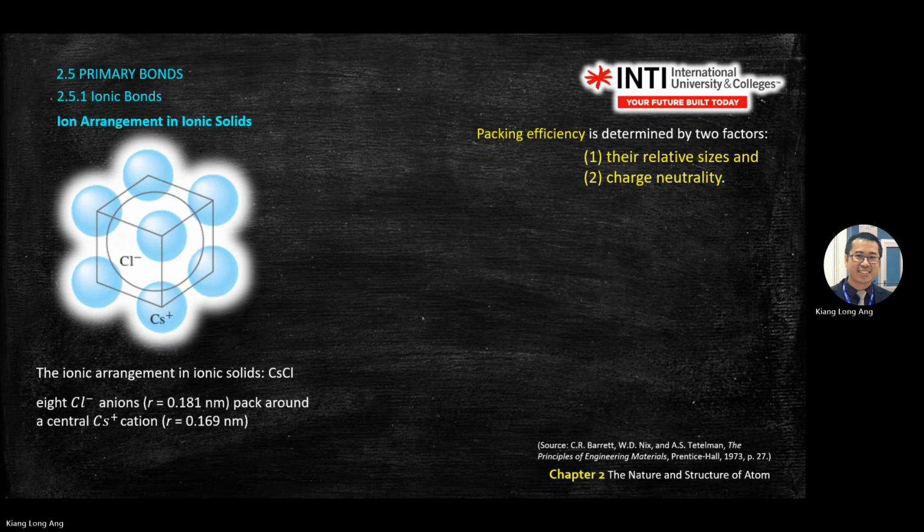So here you have 8 Cl atoms and 1 Cs. Sorry, Cs is at the center. Okay, Cs is at the center. So you have 8 Cl and 1 in the center. The radius is given here. Radius of Cl is 1.8. Cs is 0.16.